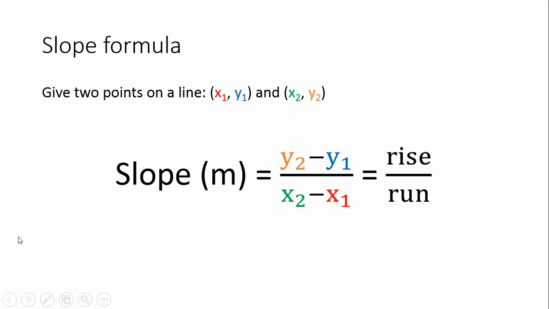So here's the actual slope formula, and I've done a little bit of color coding, but given 2 points on a line, we'll call them x1, y1 for the first point and x2, y2 for the second point. We find the slope by taking the difference of the y's over the difference of the x's, or y2 minus y1 over x2 minus x1. And again, that's rise over run. And we indicate slope with the letter m. So anytime you see the letter m, that does mean slope. So it's y2 minus y1 over x2 minus x1.